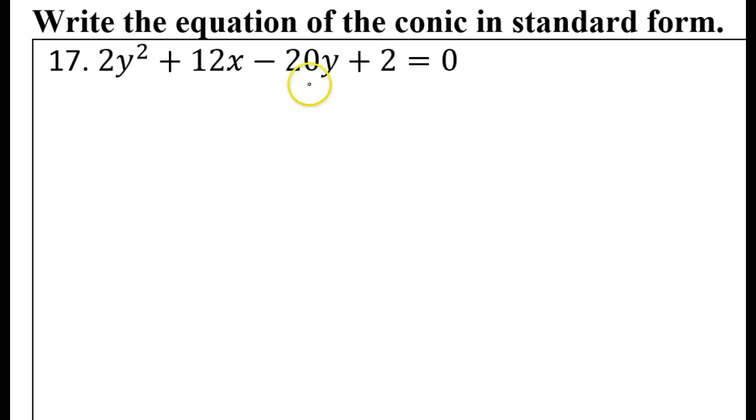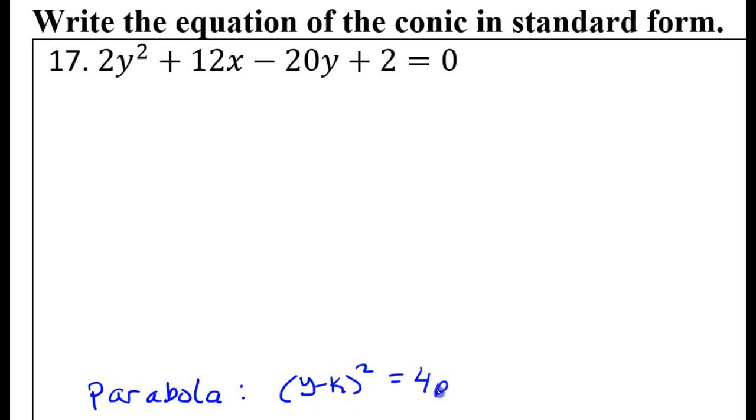Now, at a glance, I know this is a parabola. I know this because only one variable is squared. And because the y is squared, I know that the model that we are shooting for is y minus k squared is equal to 4p times x minus h, not squared. So, this is our goal.